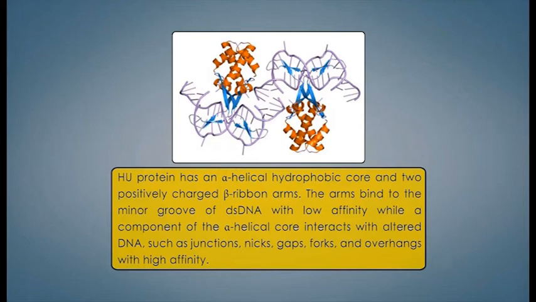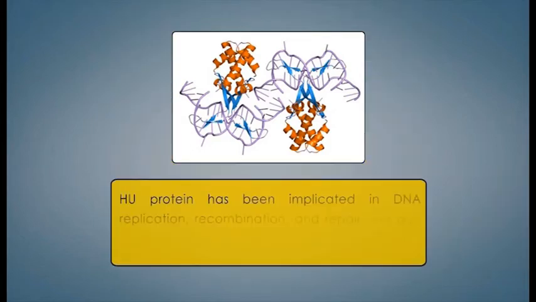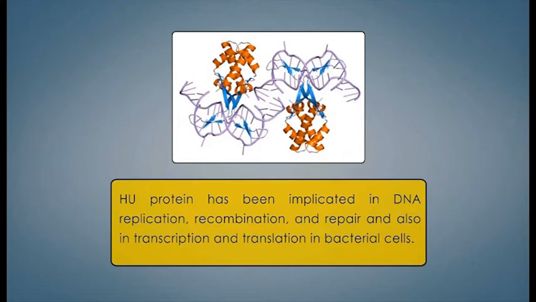The arms bind to the minor groove of double-stranded DNA with low affinity, while a component of the alpha helical core interacts with altered DNA such as junctions, nicks, gaps, forks, and overhangs with high affinity. HU protein has been implicated in DNA replication, recombination, and repair, and also in transcription and translation in bacterial cells.